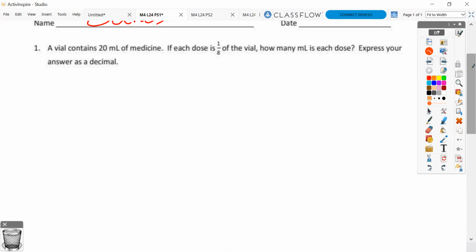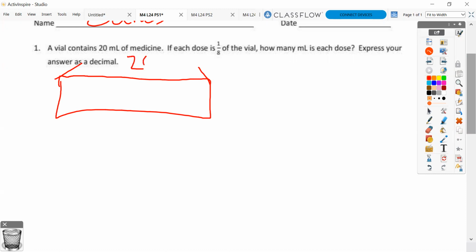So we always want to follow the read, draw, write. So let's just make a tape diagram to kind of make sense of it. This is our one whole vial, and we're looking for 20 milliliters. And we want to find 1/8 of it, we want to find the dosage, right? So we need to find 1/8 of it. So 2, 3, 4, 5, 6, 7, 8. So we're looking for this 1/8 piece.